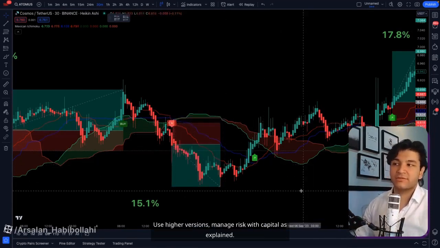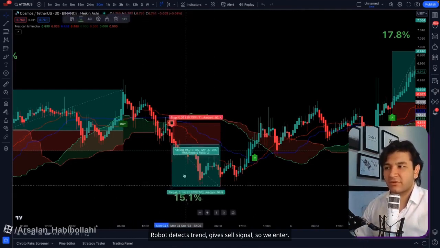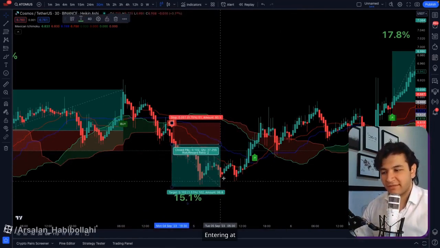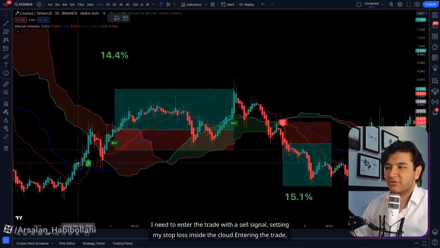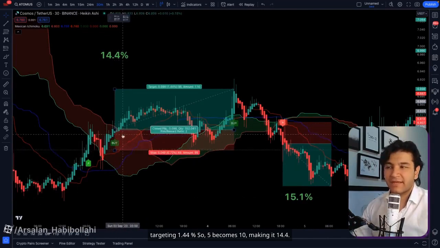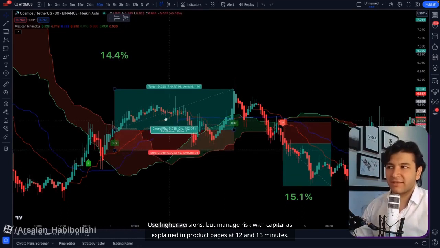Use higher versions. Manage risk with capital as explained. The robot detects the trend and gives a sell signal, so we enter. Stop loss inside the cloud, above 1, or above the cloud if it's thin. It goes back there, showing a trend. I need to enter the trade. With the sell signal, setting my stop loss inside the cloud, entering the trade, targeting 1.44%. So 5 becomes 10, making it 14.4. Use higher versions, but manage risk with capital as explained in the product pages.